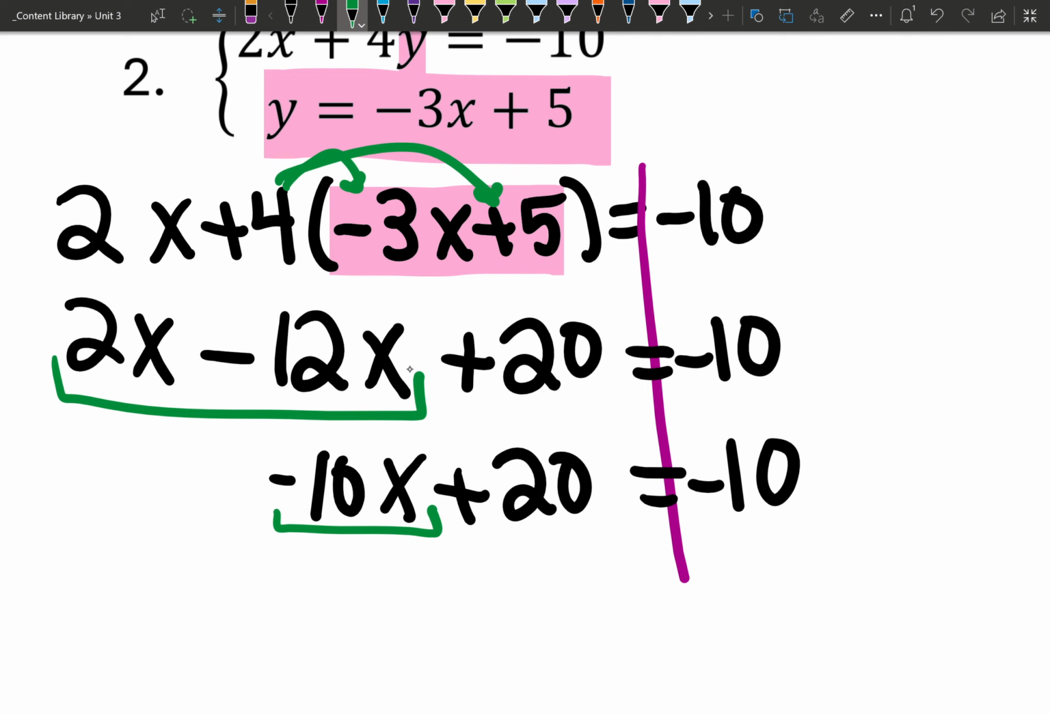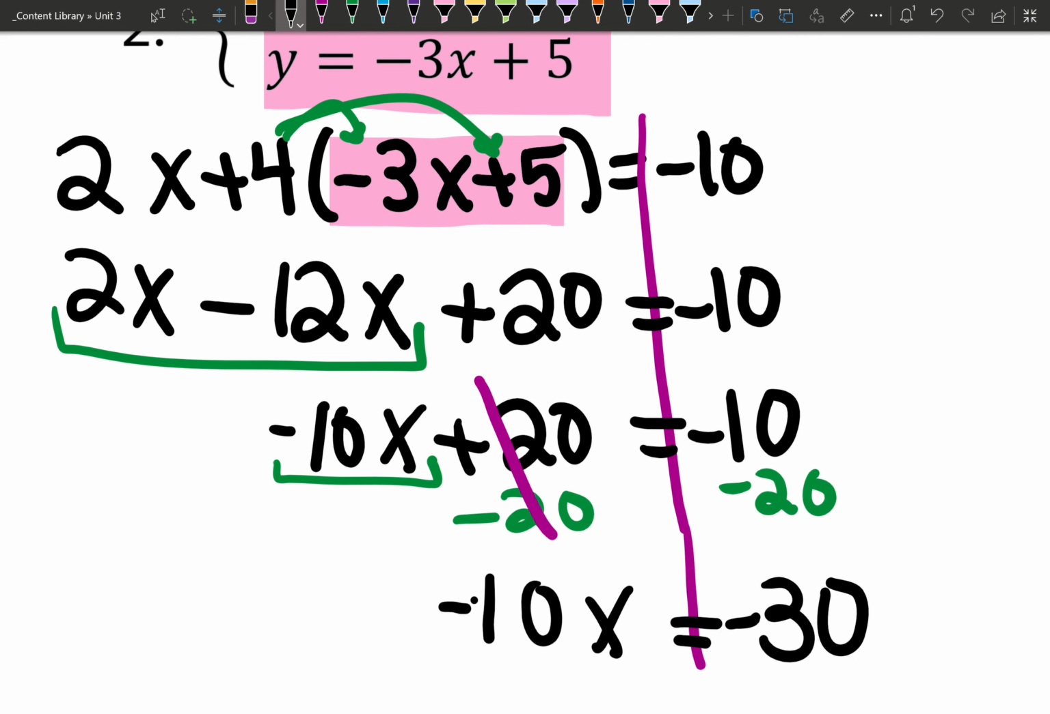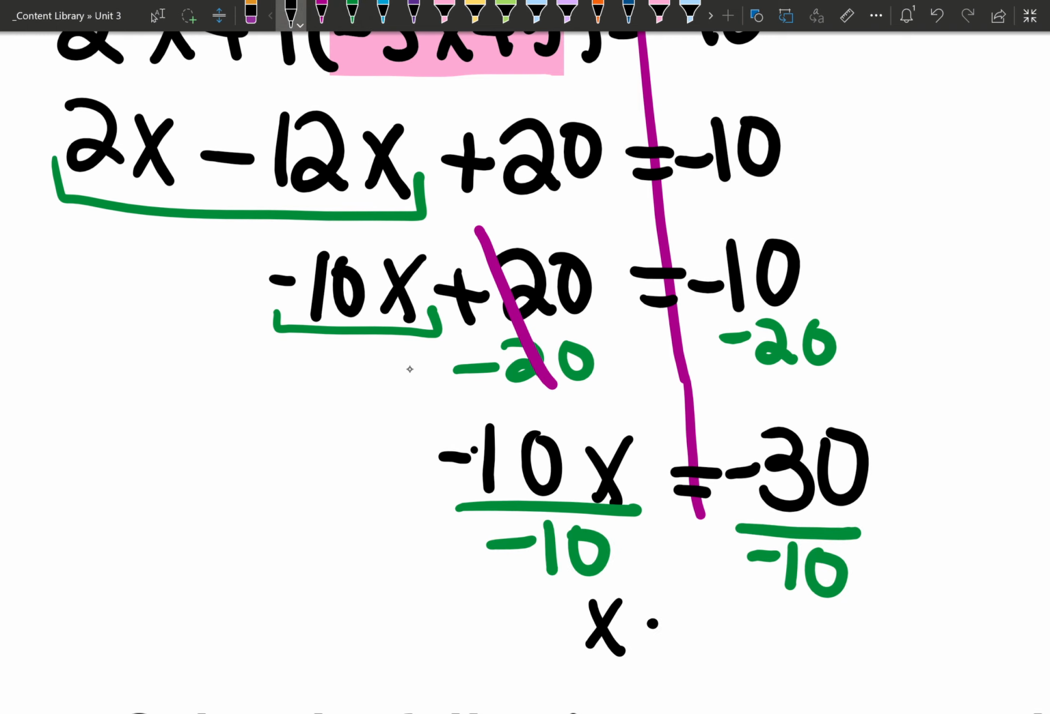Next, let's subtract 20 from both sides since we have a plus 20. So now we have negative 10x equals negative 30. And of course, we finish this problem by dividing both sides by negative 10. I lied though, we're not finishing this problem. We're finishing finding x.